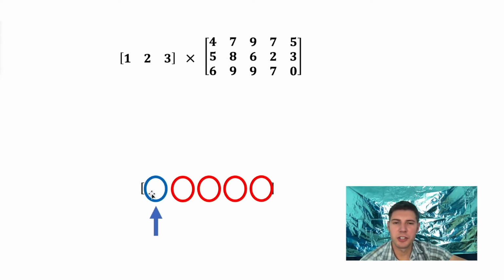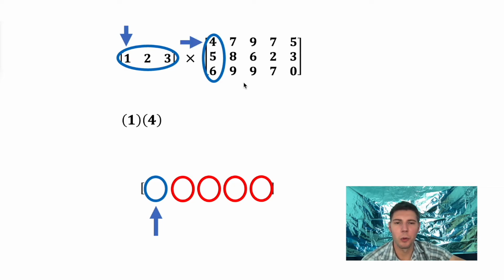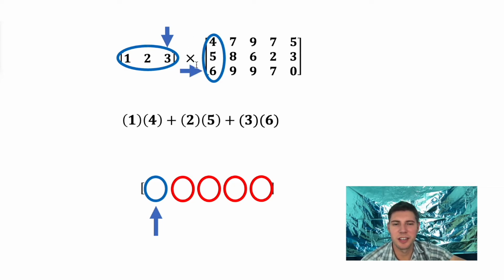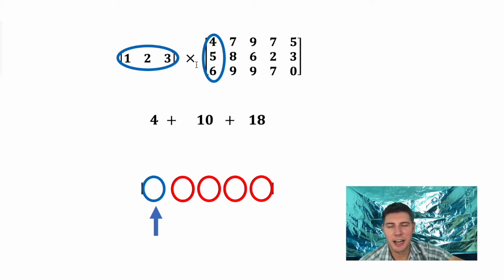To fill this first entry, we're going to take the row of the first matrix times the column of the second. Let me show you how we multiply this row by this column. We take this 1 times this 4 plus the 2 times the 5 plus the 3 times the 6. 1 times 4 is 4, 2 times 5 is 10, 3 times 6 is 18. Add them all up and we get 32, and we put the 32 in this cell.